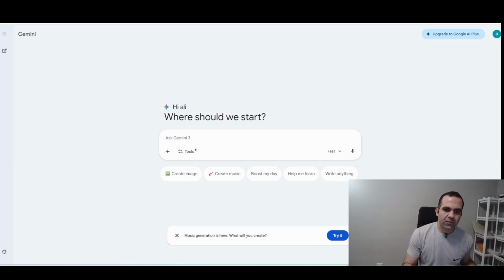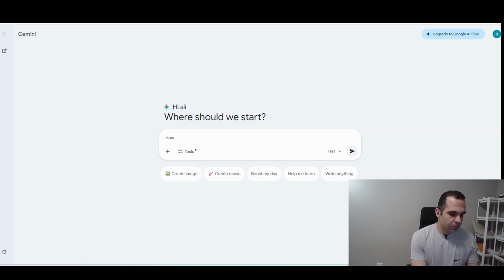So let's see what I mean by saying that we use design methodologies to interact with AI. Let's bring an example. This is Gemini. This is the normal, simplest version of Gemini that we have. This is not premium. This is a simple version. Let's ask a question. How to become a fast learner?